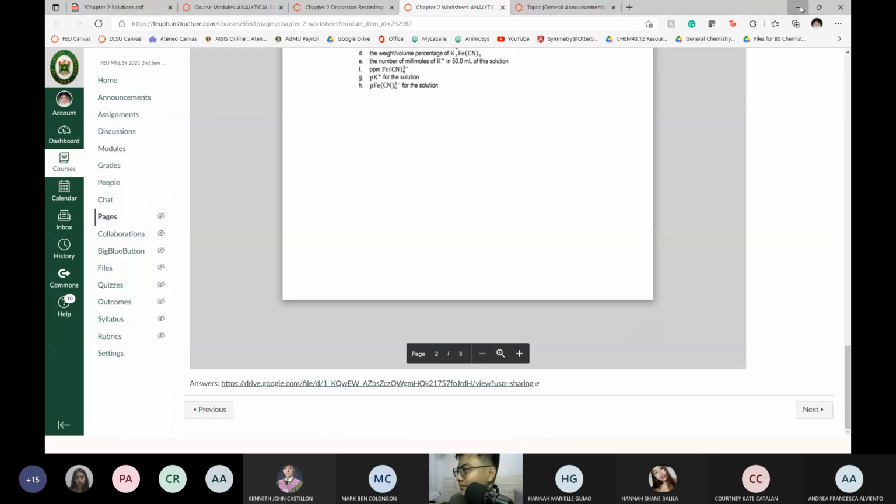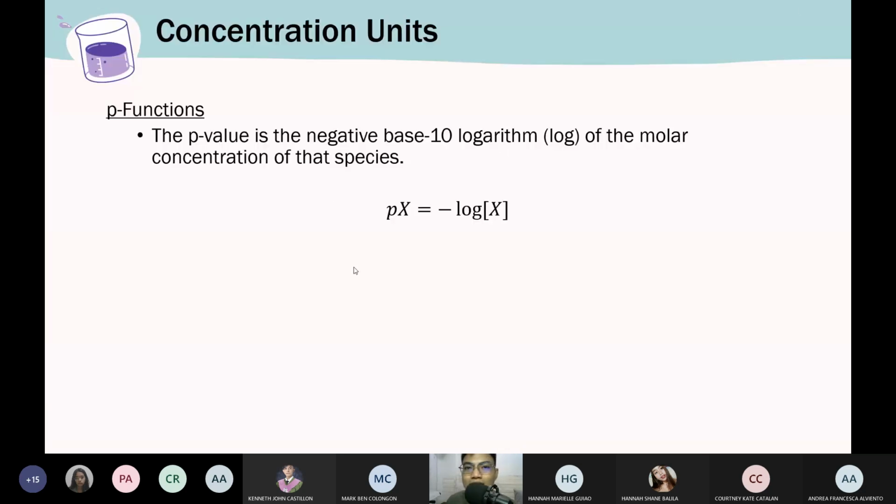Okay? So, yan. Last concentration unit will be the P function. And just as I said, this is the one used in pH, no? Sa mga pH meter. Not only pH, pwede rin yung POH, okay? Which is the other version of pH. So, in general, what do we mean by a P function, okay? Or the P value? So, the P value is the negative base 10 logarithm of the molar concentration.